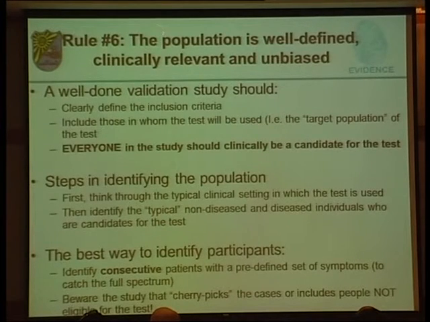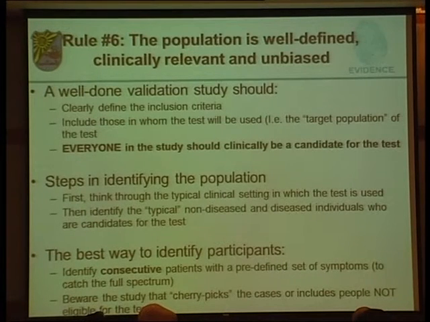Now, first thing you have to say is, is the population well-defined, clinically relevant, not cherry-picked, but clinically relevant and unbiased. So a well-done validation study should clearly define the inclusion criteria, okay? Include those in whom the test will be used, which is the target population of the test. Everyone in this study should clinically be a candidate for the test. If they are not, you have what's called a spectrum bias, okay?